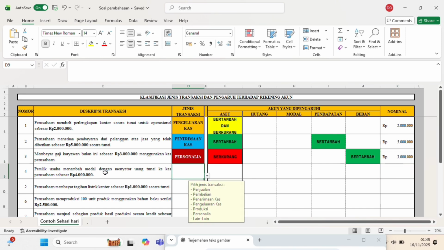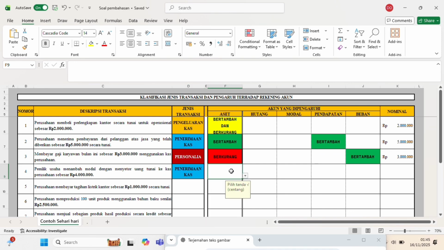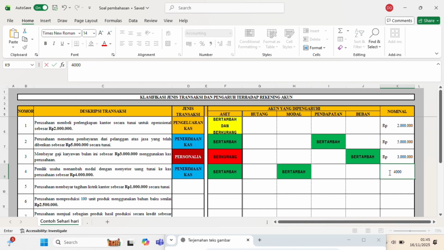Number 4. The owner invested additional capital by contributing cash to the company amounting to 4 million. Since the owner is adding capital, this transaction is considered a cash receipt. The accounts affected are cash, an asset, which increases, and owner's capital, which increases, amount 4 million.